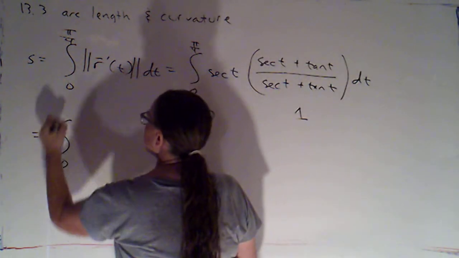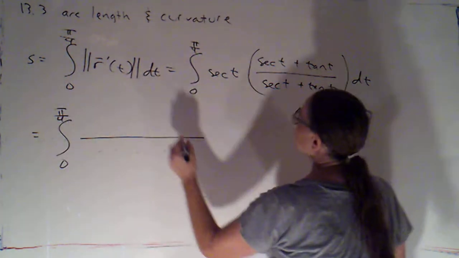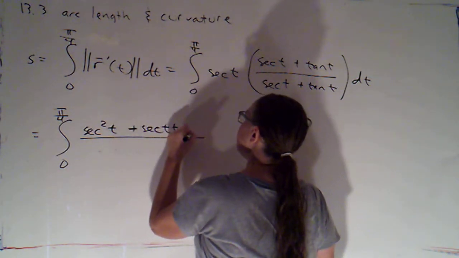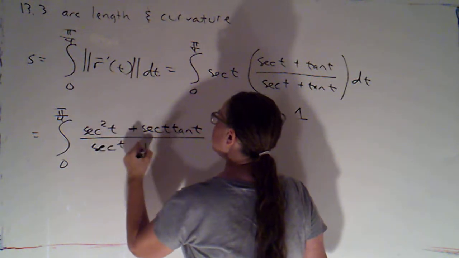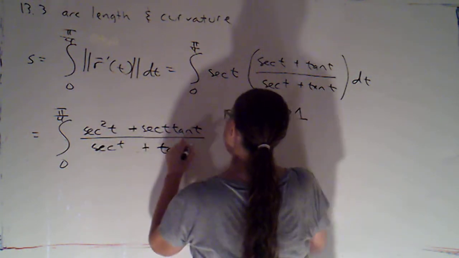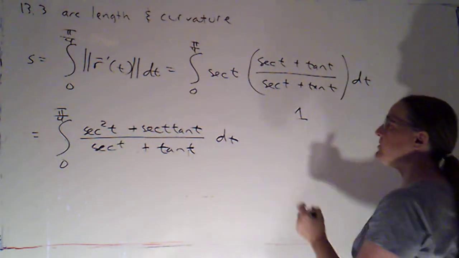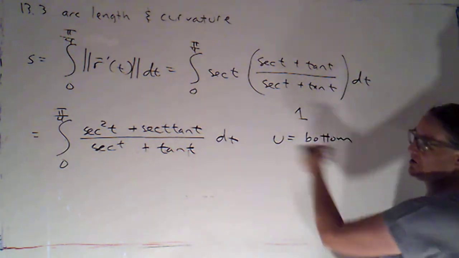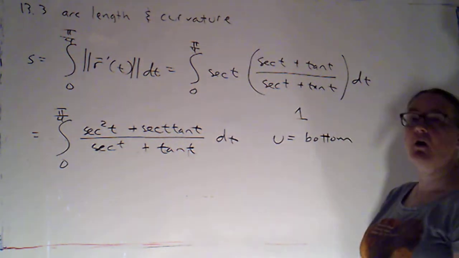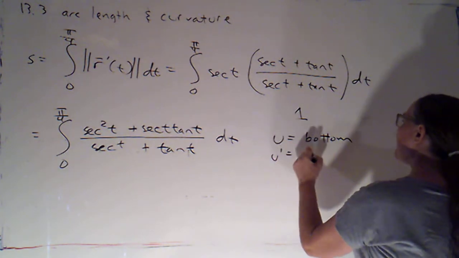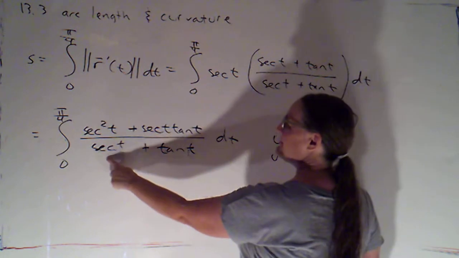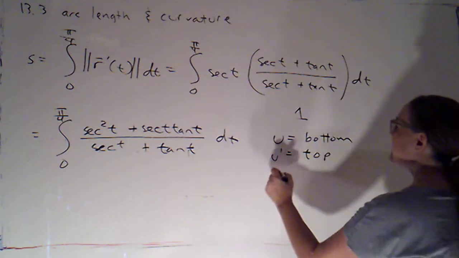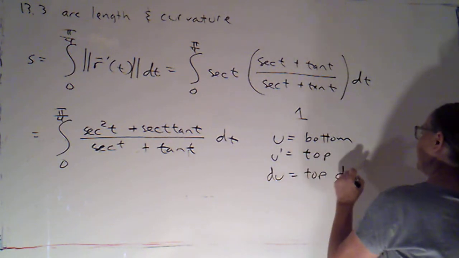What that does is now we've got the integral from 0 to pi over 4. On top of my fraction, I've got secant squared plus secant t times tan t. And on bottom, I've got secant t plus tan t. And if I do a u substitution, let's let u equal the bottom. I'm just going to call that the bottom. Then u prime is the top, because the derivative of secant is secant times tangent, and the derivative of tangent is secant squared. So du is just the top dt.